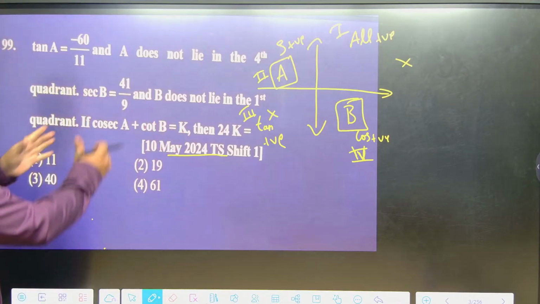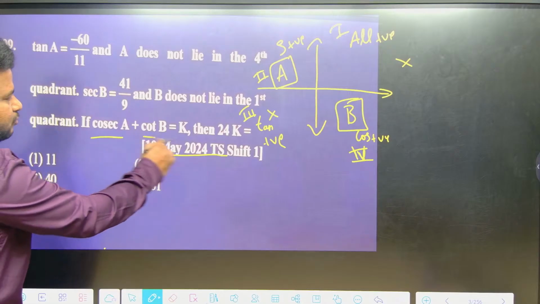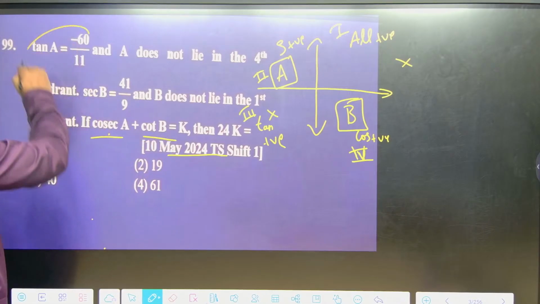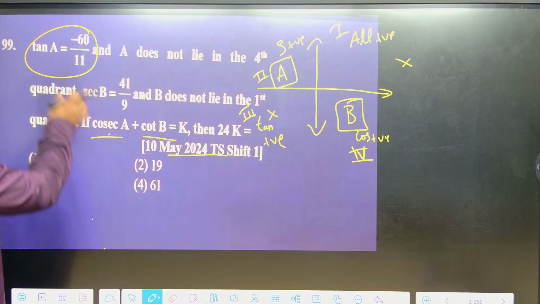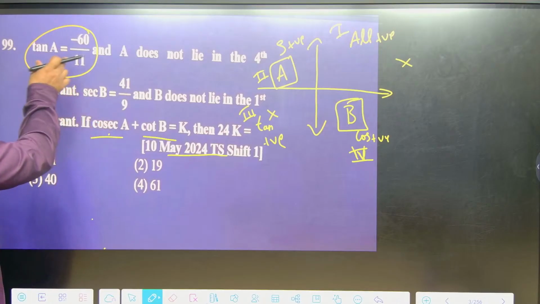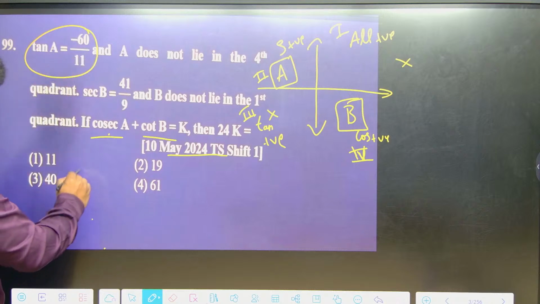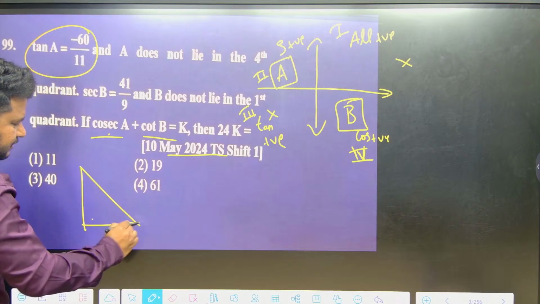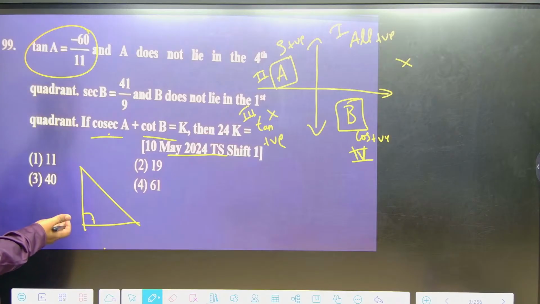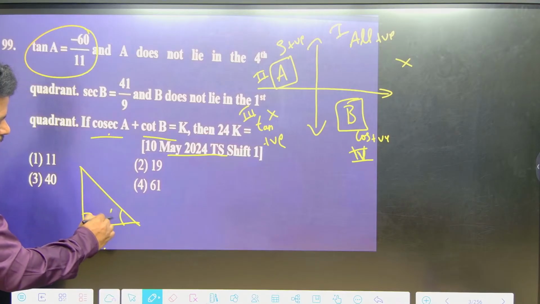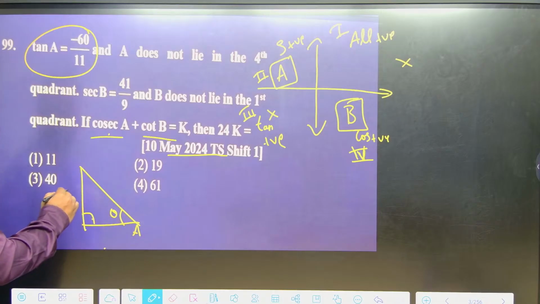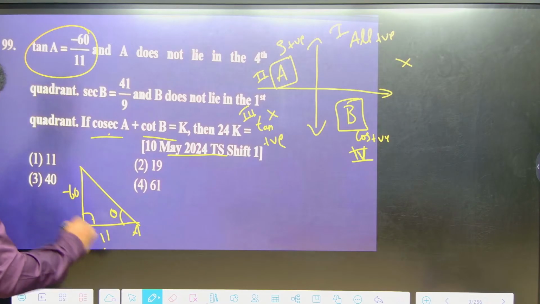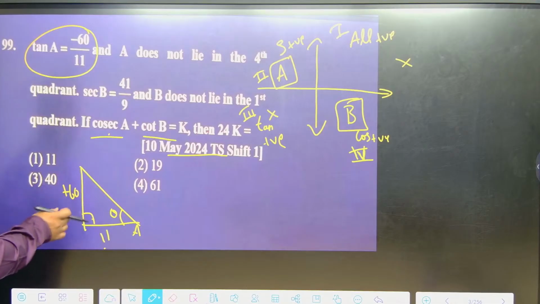Now they have given us tan A. I want to first find cosecant A, then cot B. To find cosecant A, I will make use of tan A is equal to minus 60 by 11. So tan A is given. If I draw a triangle here, this basics you already did in your 10th standard, correct? If this is A, tan A is minus 60 by 11, but here I won't write minus because distance cannot be negative. I will write it as 60 by 11.